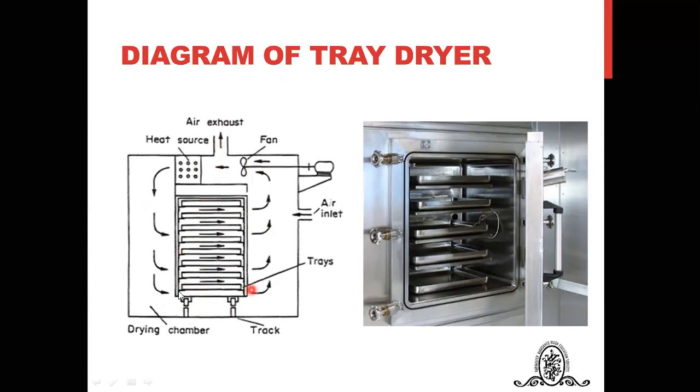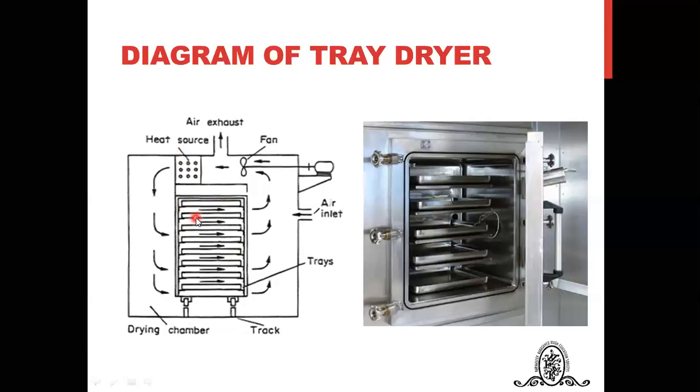In this process, generally the air is transferred through these trays, and this air is heated with the help of this heat source. In the tray dryer, generally two kinds of heat transfer take place. One is convection and the other one is radiation. Convection takes place from the heated tray dryer.